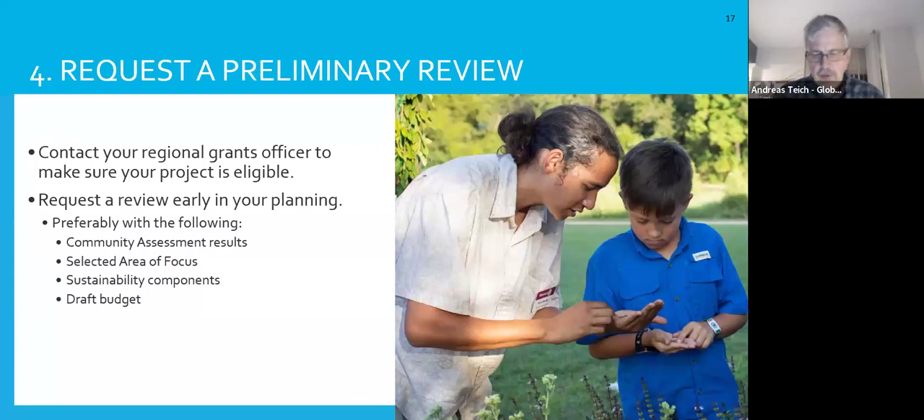Then request a preliminary review. So once you have a general idea of what you'd like to do, you can ask a regional grants officer to review your application before you start writing too much. Grant staff members rely on the Foundation's long experience in funding effective projects and on their own professional and educational experience. They can help make sure your projects are eligible for grant funding. The earlier they get involved, the better. Email your grants officer to ask for this preliminary review.